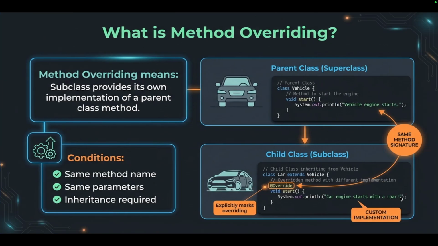What is method overriding? Method overriding means a subclass provides its own implementation of a method defined in its parent class. The method must have same name, same parameters, same return type. Inheritance is mandatory.